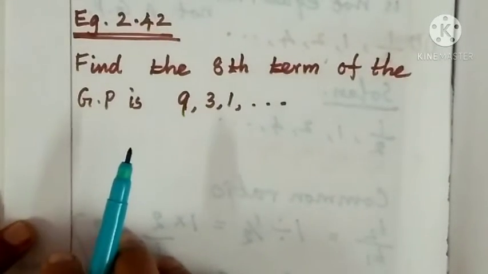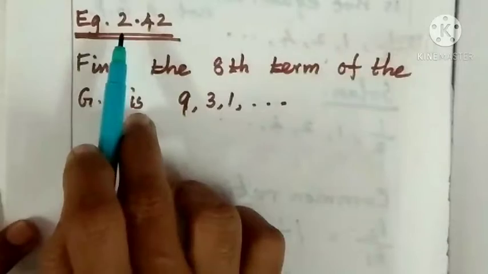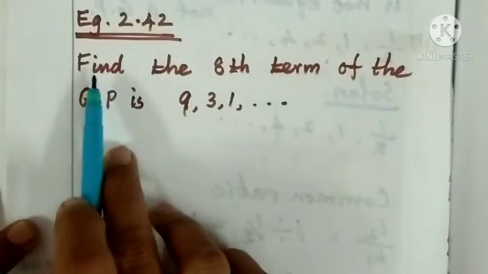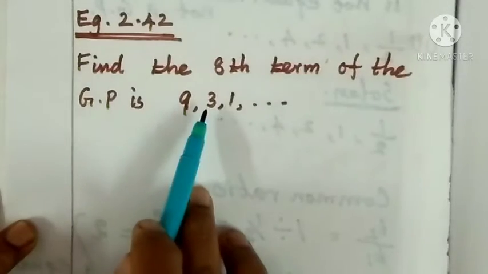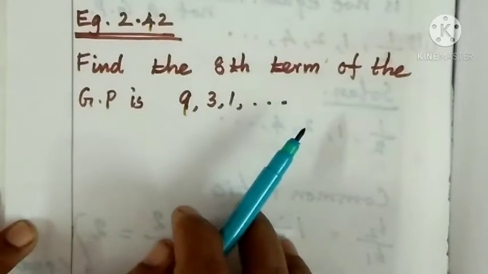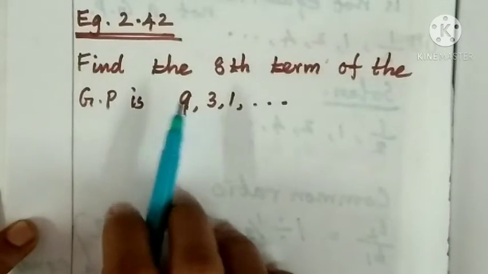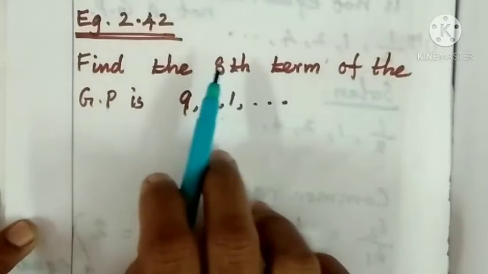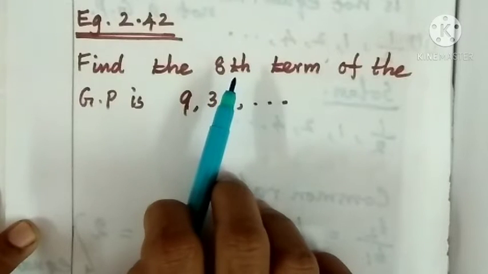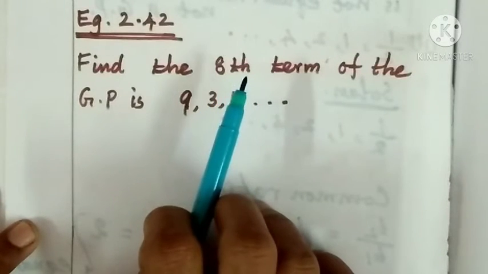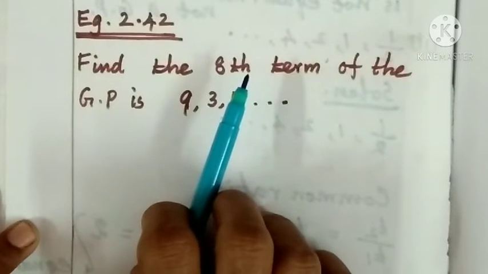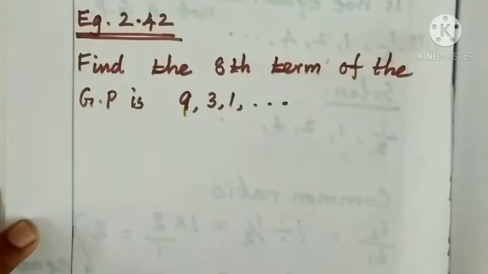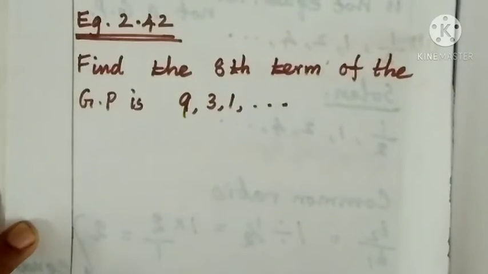Now we move on to the next example, 2.42. See the question. Find the 8th term of the GP 9, 3, 1 and so on. In this question, GP is given. We have to find the 8th term. Then which formula you have to use? Yes, nth term formula. That is Tn is equal to a into r power n minus 1. Let us do the solution.